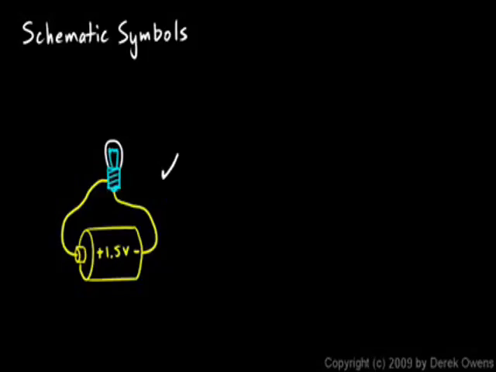So instead of drawing this, an electrical engineer would draw something like this. Instead of a battery, a long thin line next to a little short line, that's a battery. Each pair here would be a cell of the battery. And typically the long thin line is the positive side, and the little short one is the negative side.